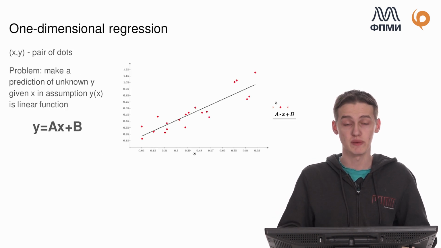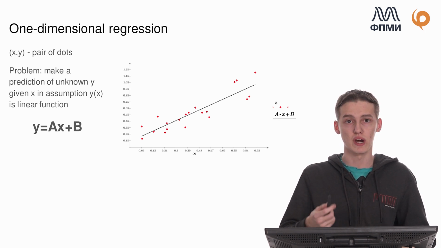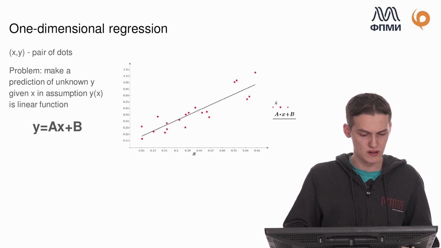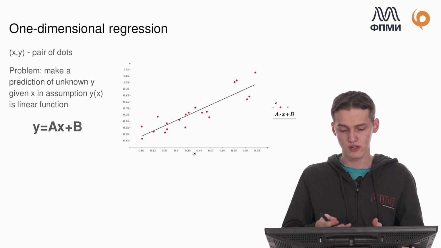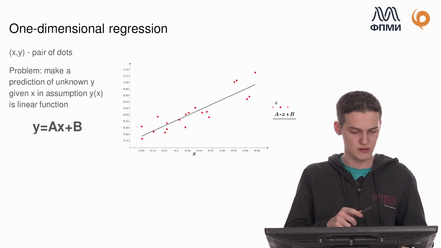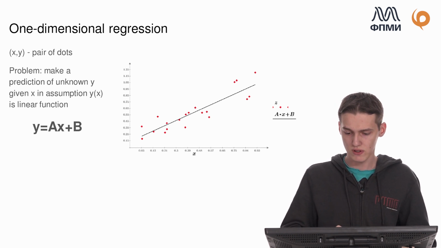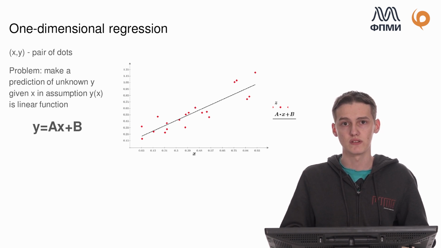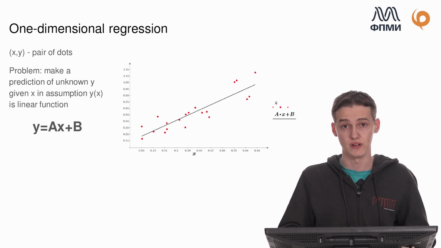Let's talk about one-dimensional regression. The problem is to predict y given some x, where y is some target value we need to predict. For example, house price given its area. Area in this case is a feature, and it will go with the letter x. And in linear regression, we assume that our target distribution is linear.